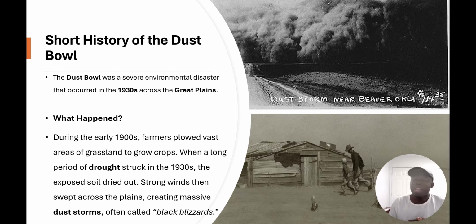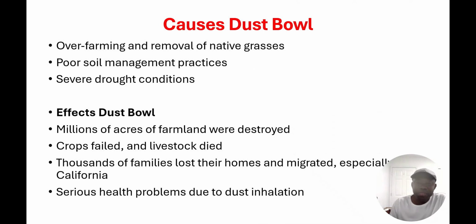This severe storm covered a very large surface area of the land, polluted the area, and eroded the soil, and they named it Dust Bowl. Now, what happened? What I refer to as the Dust Bowl is overfarming, removal of native grasses, poor management, and severe drought. These are the key causes of the Dust Bowl. It's one of the histories of agriculture in the US, and it affected them so much.